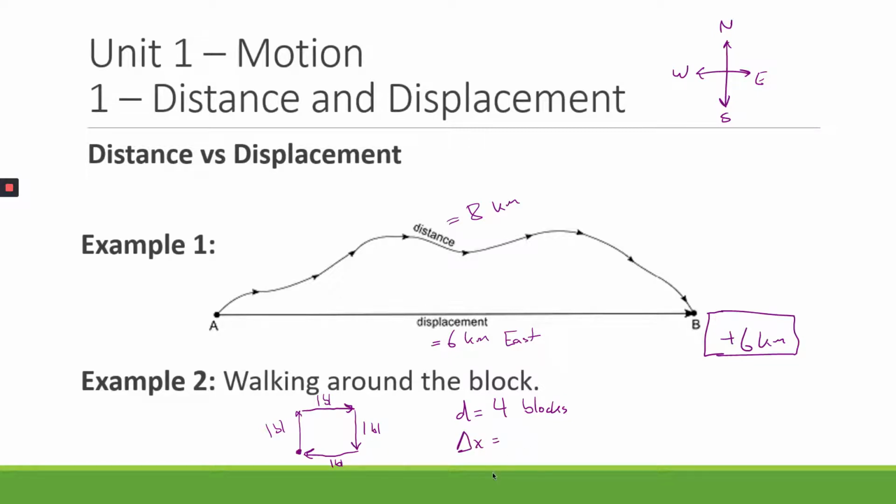Now, what would be your displacement? Your change in position from your starting and ending point. Well, if I started here and I ended here, what is my change in position? 0. There is no change in position, so you would have a displacement of 0 blocks. That's also very possible. So just something to think about as we go along here.